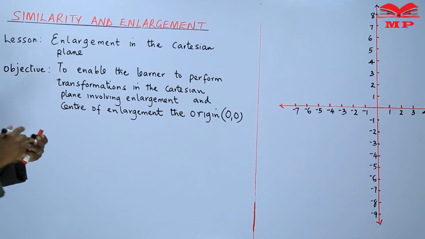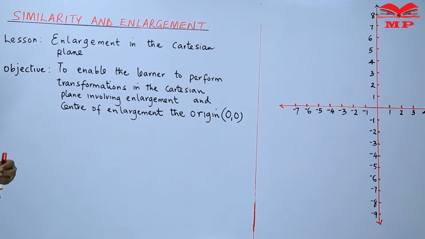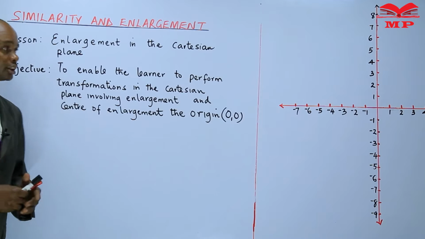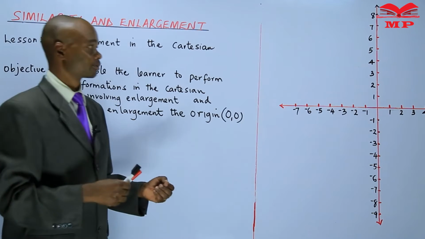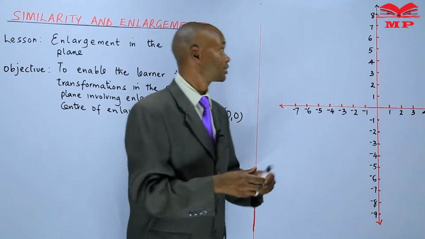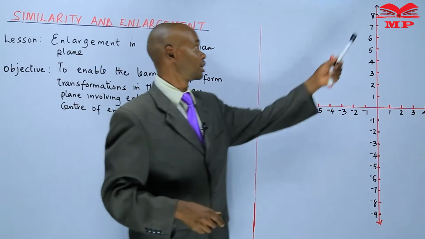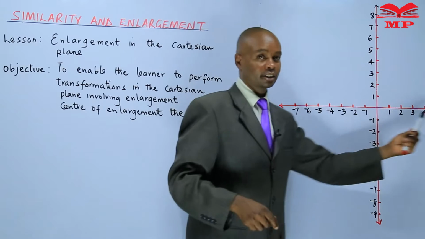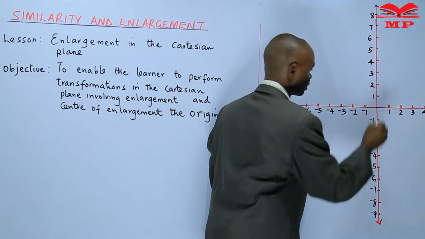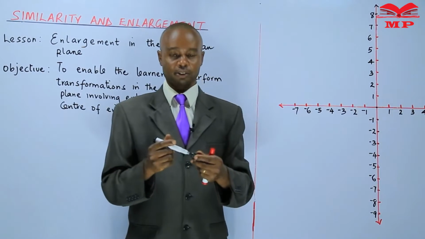So I'll go through the objective. It is to enable the learner to perform transformations in the Cartesian plane involving enlargement and center of enlargement, the origin. So learner, somebody is asking me, what is the origin? This is the Cartesian plane. It is not the first time we meet that. That is the y-axis. This is the x-axis. This is the origin. For those who don't know the origin, it is that point 0, 0.